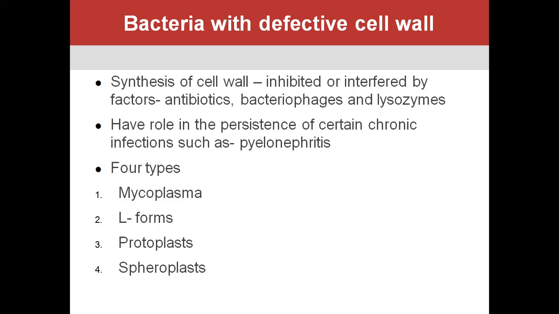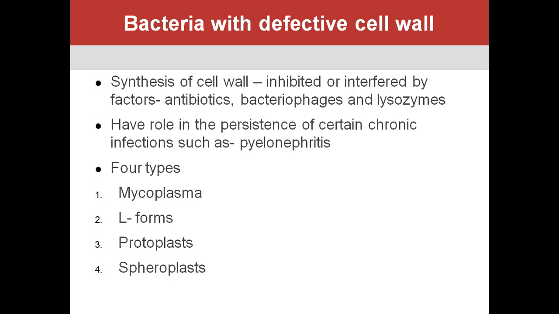Mostly lysozymes, as I told you, act upon gram-positive bacteria in a hypertonic solution so that a protoplast is formed, and in the case of gram-negative bacteria, a spheroplast is formed. Generally, bacteria without the cell wall or with a defective cell wall play a role in persistent chronic infections, such as pyelonephritis. They play a major role in pyelonephritis infections.